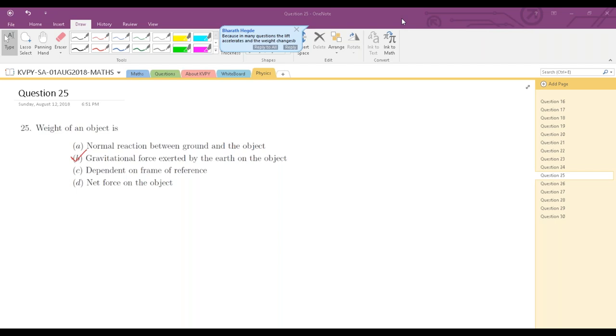Yeah, absolutely, m into g, correct. The point is that the weight of an object is the gravitational force exerted by the earth on the object. Weight is nothing but a force, right? Because m into g is mass into acceleration. So unless there is a g, there is no point of having the force. Unless there is a gravitational force exerted by the earth on the object, there is no acceleration. That is called acceleration due to gravity, which is g.